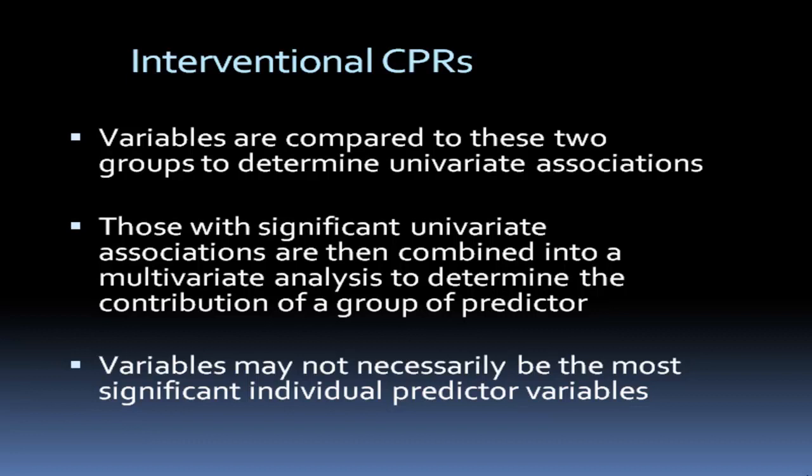Once the patients are dichotomized into successful versus unsuccessful, variables are compared in these 2 groups to determine univariate associations, meaning each element or variable is analyzed for its own individual value. Those with significant univariate associations are then combined into a multivariate analysis to determine the contribution of a group of predictors. Variables that become part of a group prediction of variables may not necessarily be the most significant individual predictor variable.